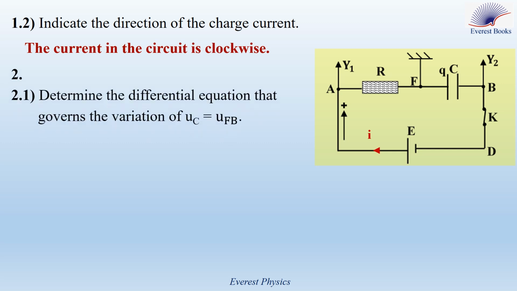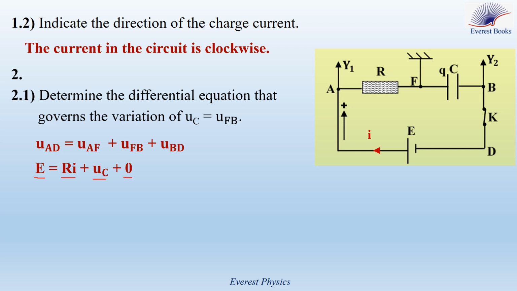Part 2.1. Determine the differential equation that governs the variation of UC, which is taken as UFB. Let's apply Kirchhoff's voltage law. So we have UAD is equal to UAF plus UFB plus UBD. UAD is equal to E, UAF is equal to plus Ri because the positive sense is from A to F through the resistor of resistance R. UFB is taken as UC and UBD is equal to 0 because it is the voltage across a closed switch.